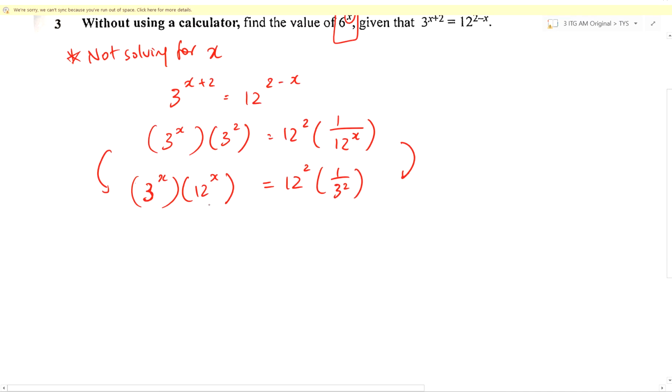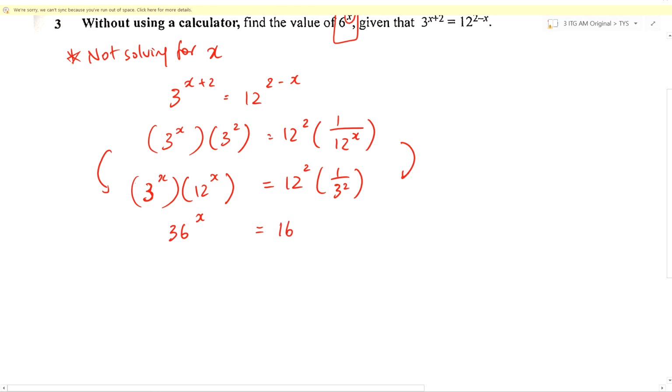Now 3 power x times 12 power x, both of them have the same power. So we can multiply the bases together. 3 times 12 is a total of 36 power x. They share the same power. On the other side, 144 divided by 9 is 16.